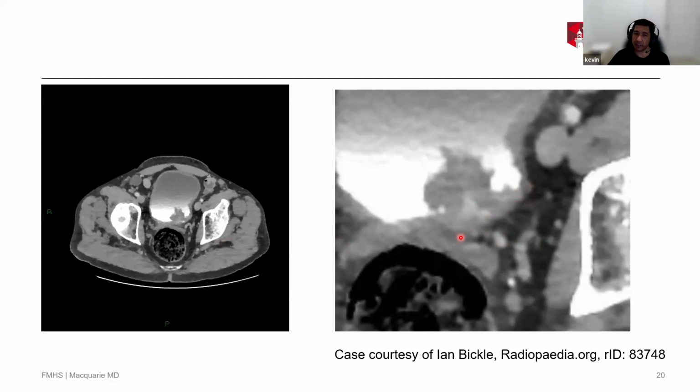Admittedly, CT is not great for looking for small amounts, but it will show macroscopic disease. And then we need to start staging this lesion. I want to look further afield. I want to see if it's gone to the lung. I want to see if it's gone into other lymph nodes.